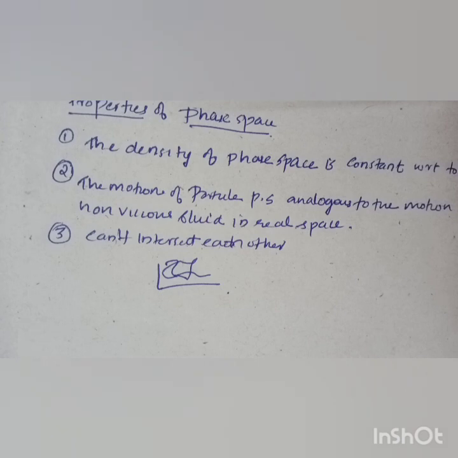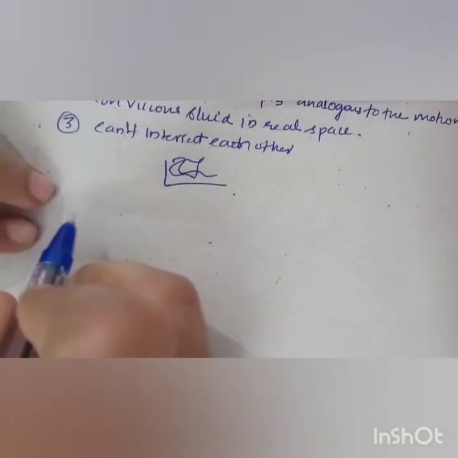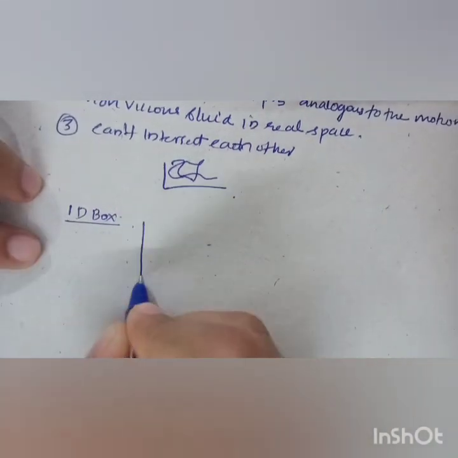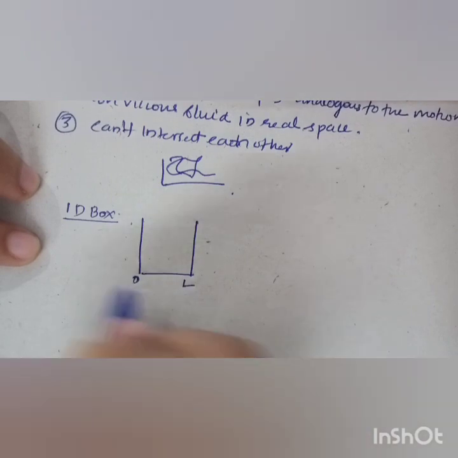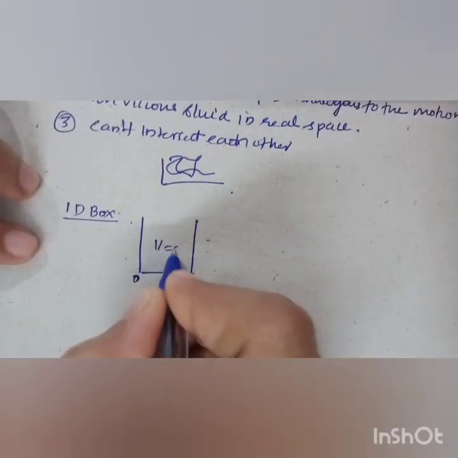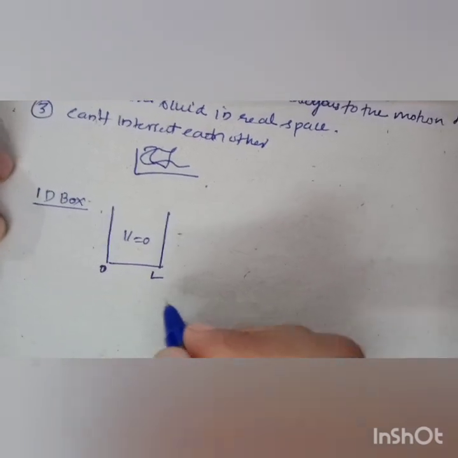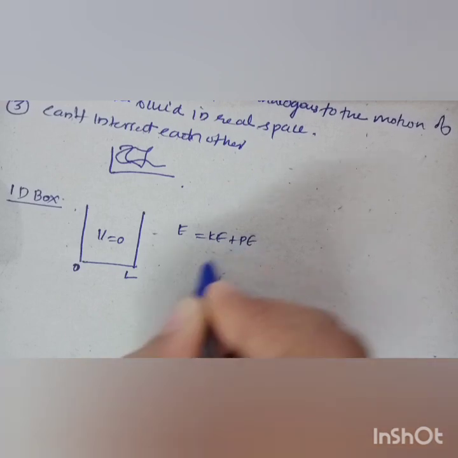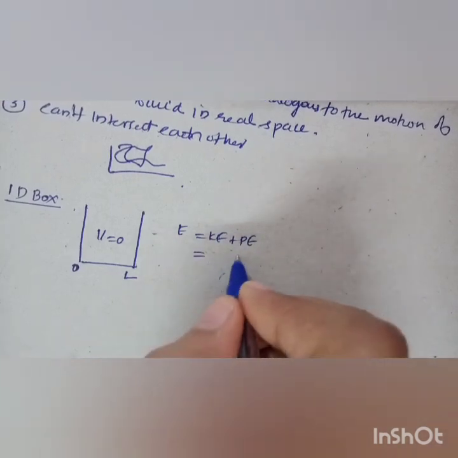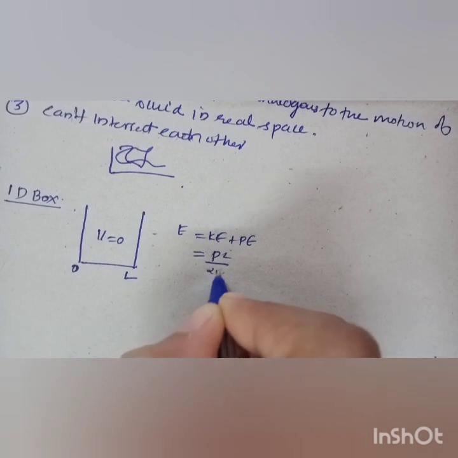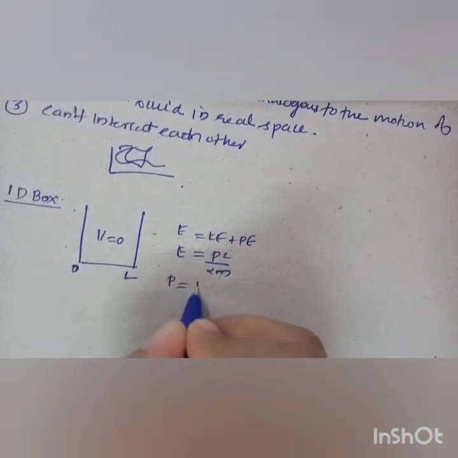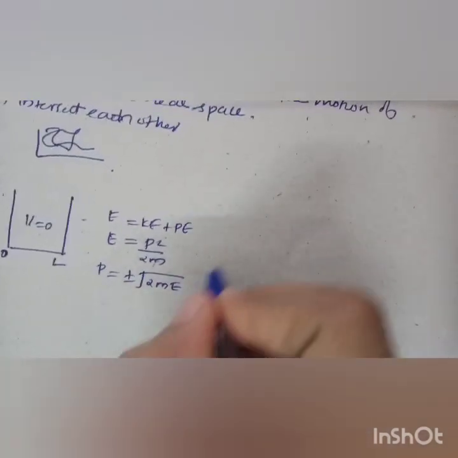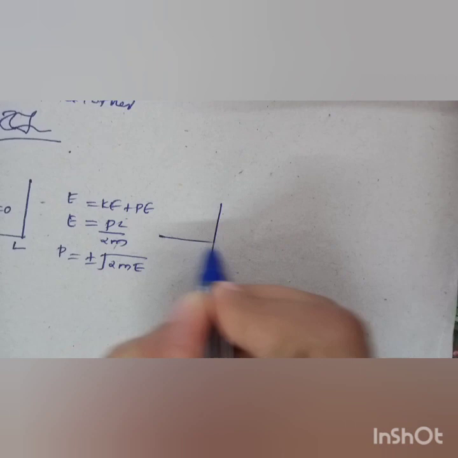First of all, the one-dimensional box phase space. For a one-dimensional box, we have two cases. We know that a one-dimensional box runs from 0 to L, and inside it V is equal to 0. The potential inside is equal to 0. Energy is equal to kinetic energy plus potential energy, and since the potential energy is 0 inside, p square by 2m is equal to E. So p is equal to plus or minus under root 2mE. To find the phase space, you have to find the momentum.